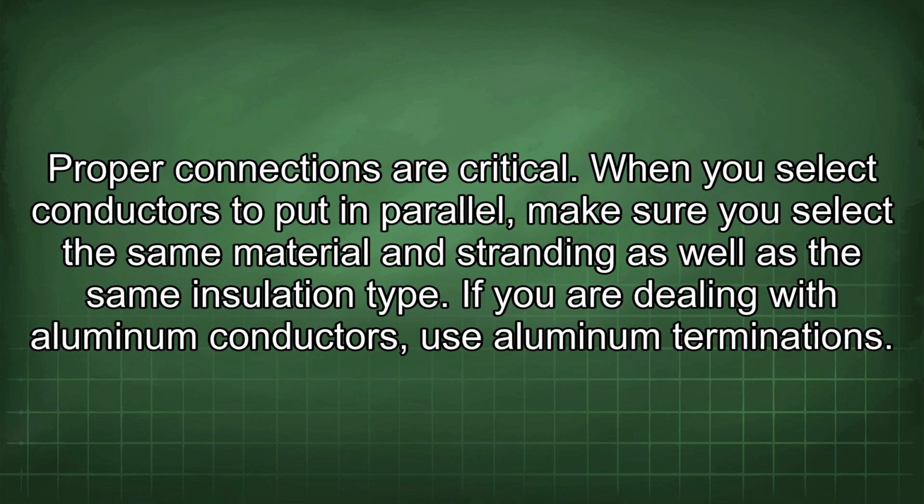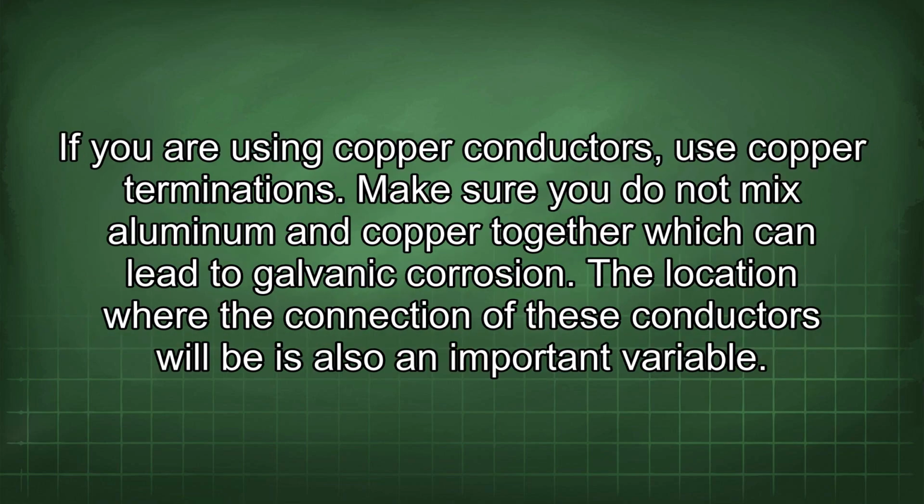Proper connections are critical. When you select conductors to put in parallel, make sure you select the same material and stranding as well as the same insulation type. If you are dealing with aluminum conductors, use aluminum terminations. If you are using copper conductors, use copper terminations. Make sure you do not mix aluminum and copper together, which can lead to galvanic corrosion.